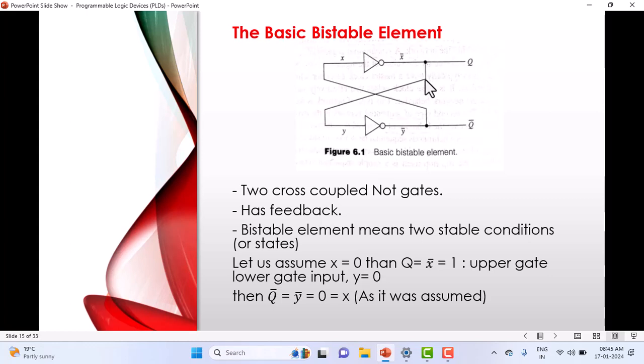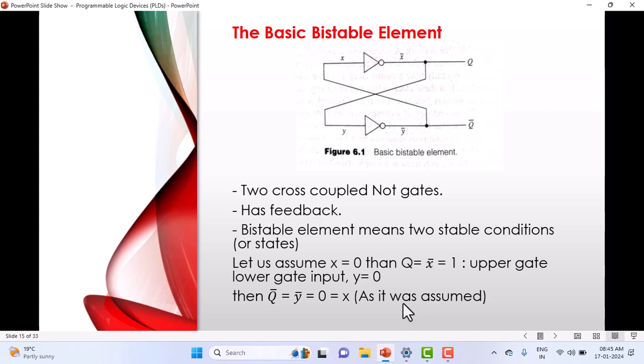And the same one is now fed back to the input of the next NOT gate. And now y becomes what? 1. When y becomes 1, look at that, Q bar is what? y bar of it. So Q bar, or y bar, is equal to 0, which was assumed, right? Whatever you assume, it ends with the same state here. That's how this basic bistable element works.